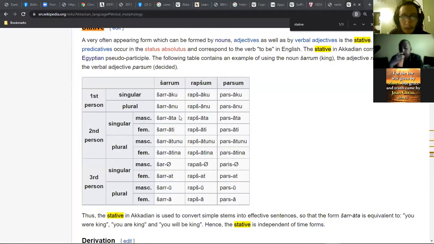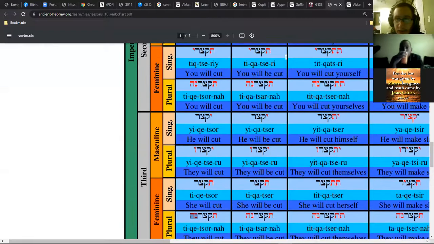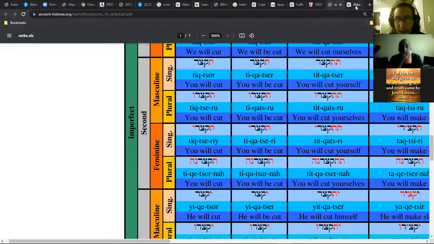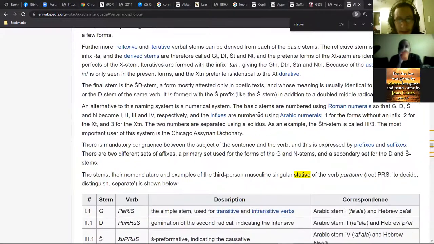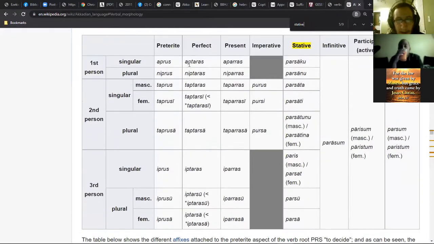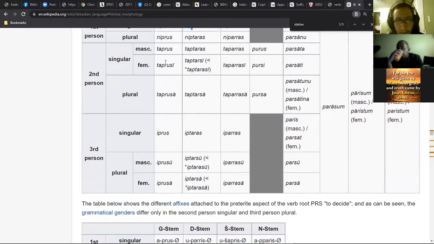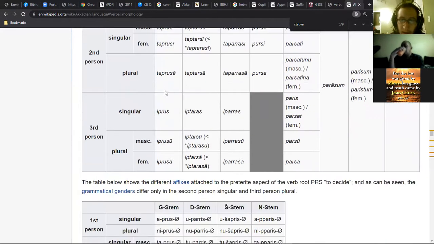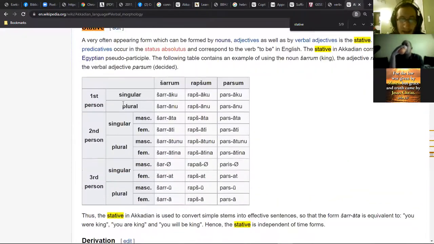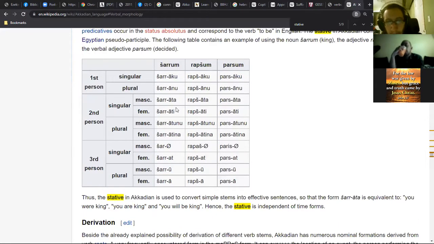All right. So notice, the perfect in Hebrew, it's called a stative in Akkadian. In Hebrew, it's a perfect. But Akkadian has perfect for something else. Akkadian's perfect is with a tav put in the middle of the preterite, which corresponds with the Hebrew imperfect. So that's very different for perfect. But the stative corresponds with the Hebrew perfect tense.